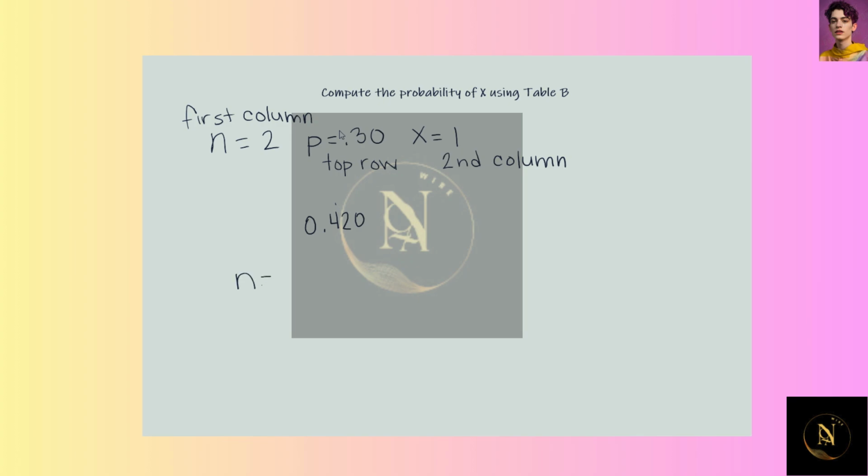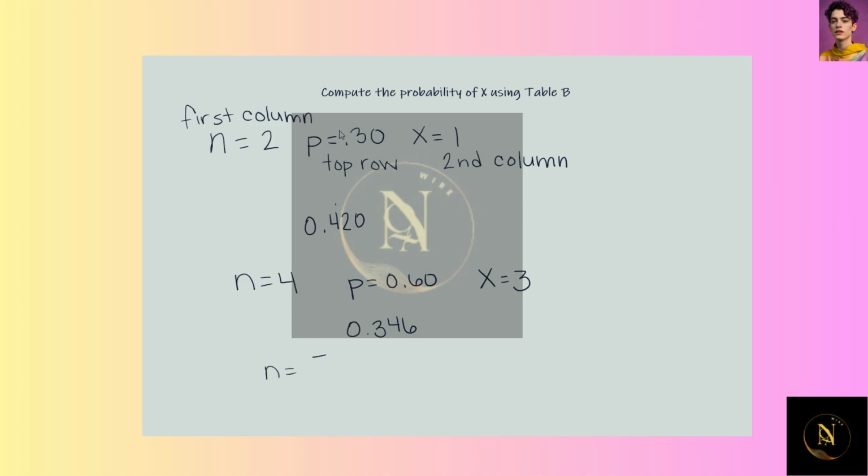The next example says n equals 4. The probability of success is 0.60, and x equals 3. So you look at the first column, you find where n equals 4. You look at the top row for where it is 0.60, and you go down to 3, and you get 0.346.